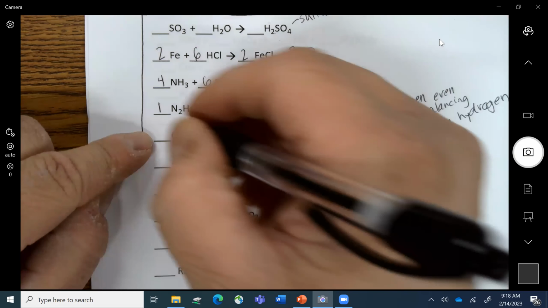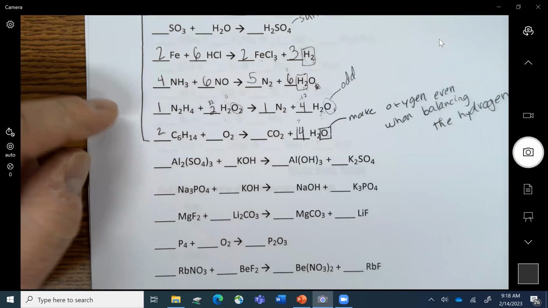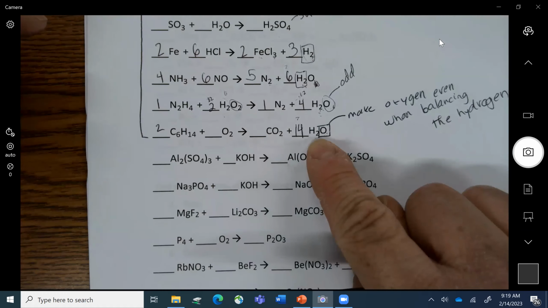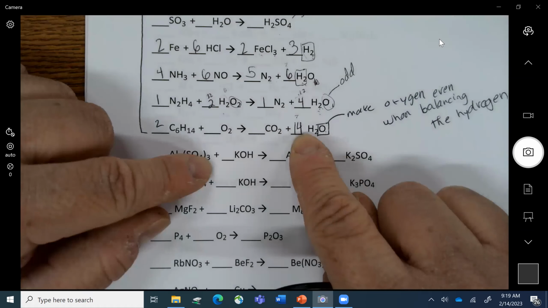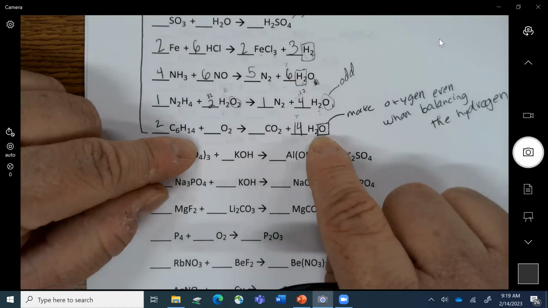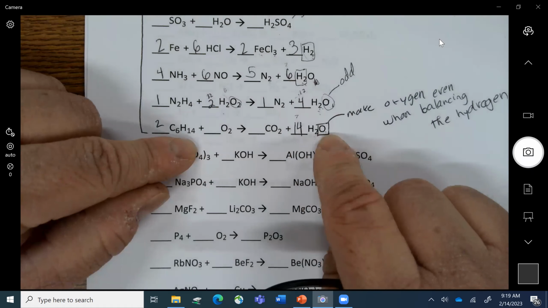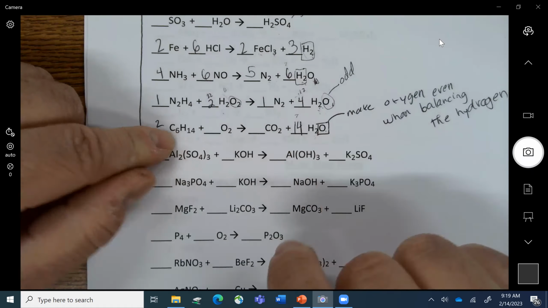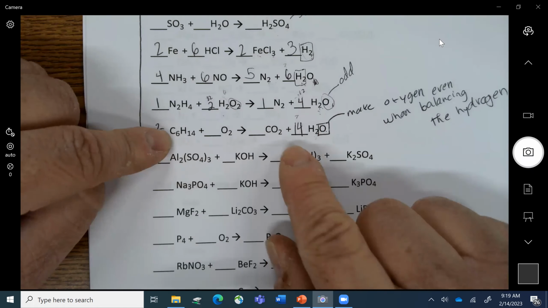So in order to get that to 28, we added a 2 there. So hydrogen's now 28 here, and I got 28 here. Oxygen right here is 14. So the next thing you need to do is balance your carbons here. I have 12 here. So how do I get 12 carbons right here? 12.